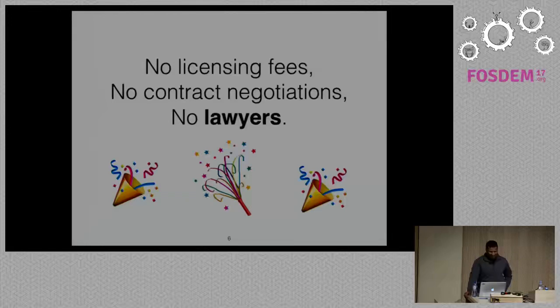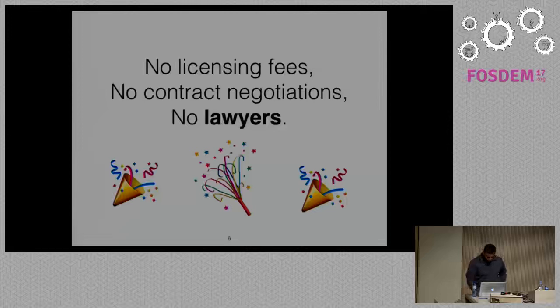The licensing fees are a problem. If you're trying to build a really low-cost IoT device, the licensing fees can add up to a substantial cost for your specific device. Contract negotiations can be lengthy. It can take 6 to 12 months to come to a negotiation with ARM and other vendors. And that can kind of kill you if you're a startup and you've got VCs breathing down your neck. And yeah, no lawyers, so that's good.